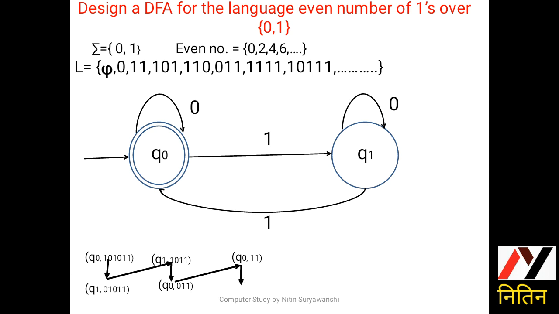Then when Q0 accepts the 1, the next state will be Q1. Q1 accepts the 1, the next state will be Q0, and Q0 is our final state.